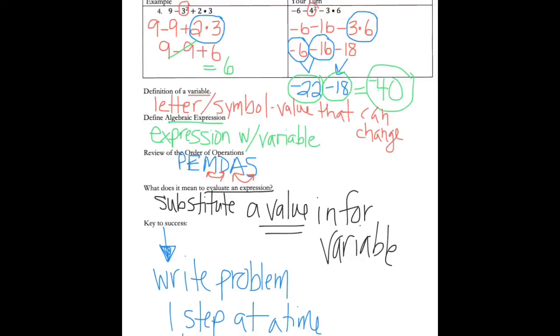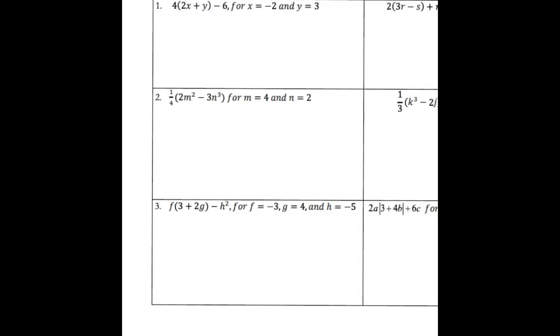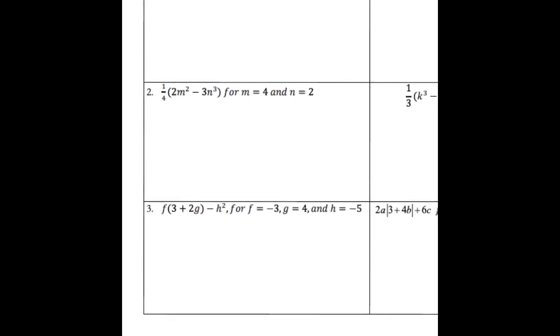Okay, so we are going to evaluate some algebraic expressions. I am going to do examples 1, 2, and 3 with you, and then you are going to do the your turns as your homework. So example number 1, the directions are to evaluate. We have 4 times the quantity 2x plus y minus 6. But it tells you that x equals -2 and y equals -3.